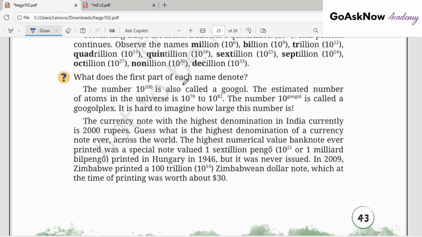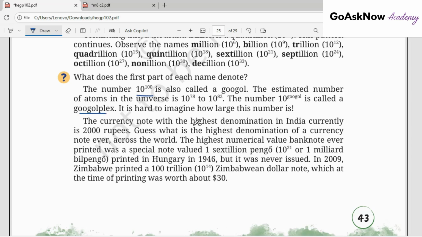What does the first part of each name denote? The number 10 power 100 is called a googol. The estimated number of atoms in the universe is 10 power 78 to 10 power 82. The number 10 power googol is called a googolplex. It is hard to imagine how large this number is.